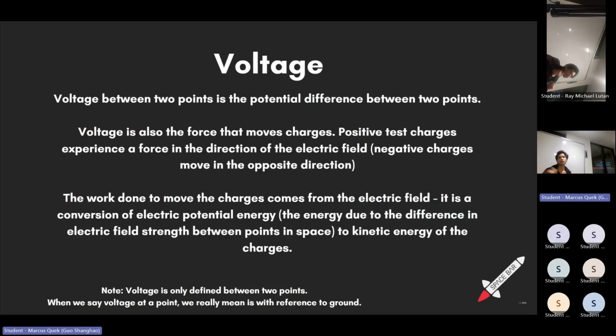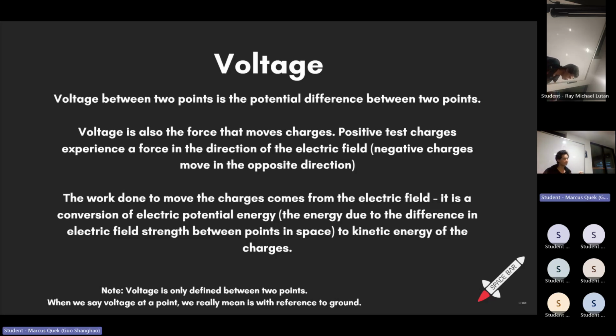Points. It doesn't have to be across a battery or whatever. It can be anywhere, all right? Voltage is also the force that moves charges. It's basically the energy available per charge, okay? So a positive test charge will experience a force in the direction of the electric field due to the voltage applied to it from the potential field, right? So a negative charge will move in the opposite direction.